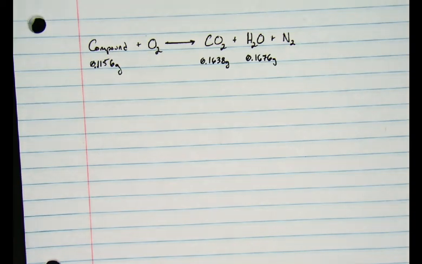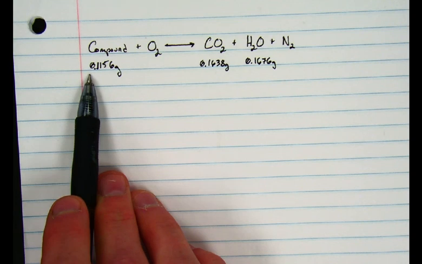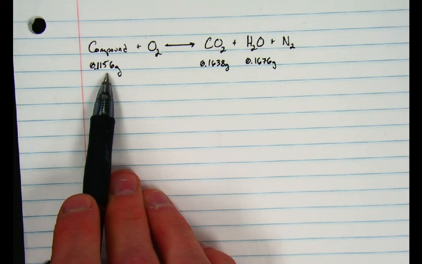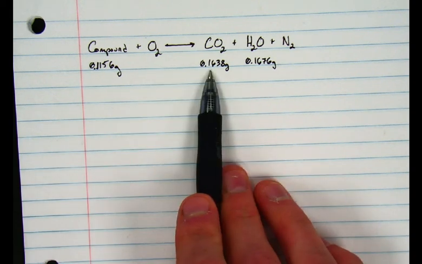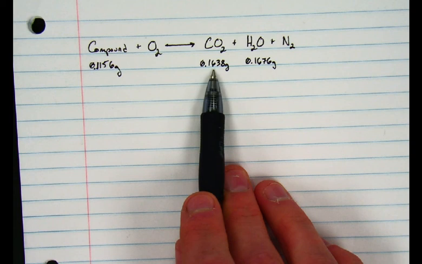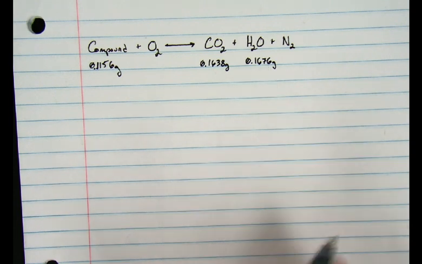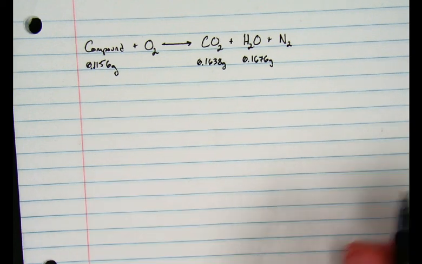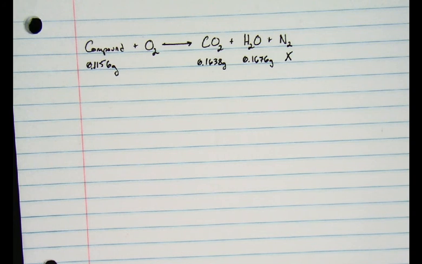And then if we add in the values that we were given for each of these compounds, we were given 0.1156 grams of the compound, underwent oxidation to produce 0.1638 grams of carbon dioxide and 0.1676 grams of water. Now, nitrogen out here was produced, but we don't know how much. So we're going to have to come back and fill in that blank eventually.